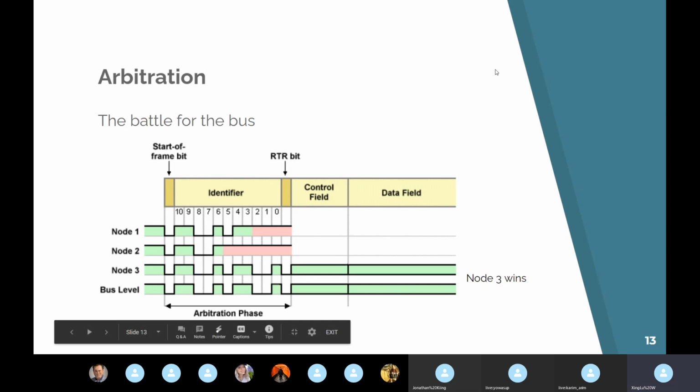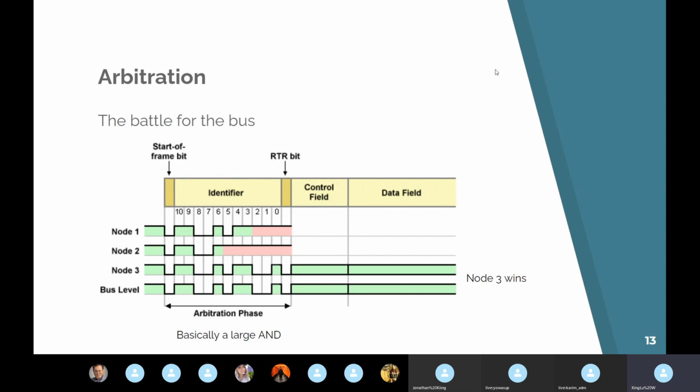Okay, questions, go. I'm sure this was confusing. I have a question. Yeah. So do node 2 and 1 know that they lost the arbitration? Yes. And do they resend immediately after the message is done, or do they wait till the next cycle or whatever to try and send again?